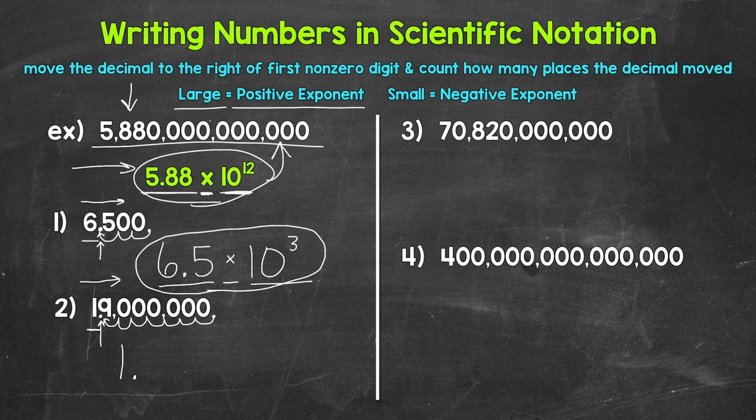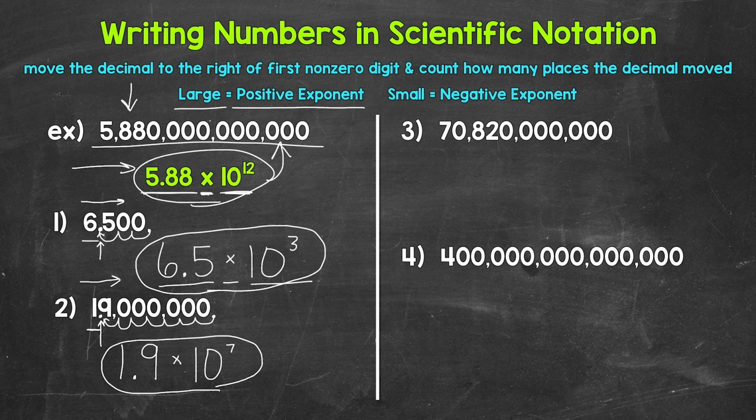So we write 1.9 and we leave all of the zeros to the right off, times, and now we need our power of 10. So how many places did the decimal move? Well, 7. So that is our exponent. And this is our scientific notation for number 2. 1.9 times 10 to the power of 7.